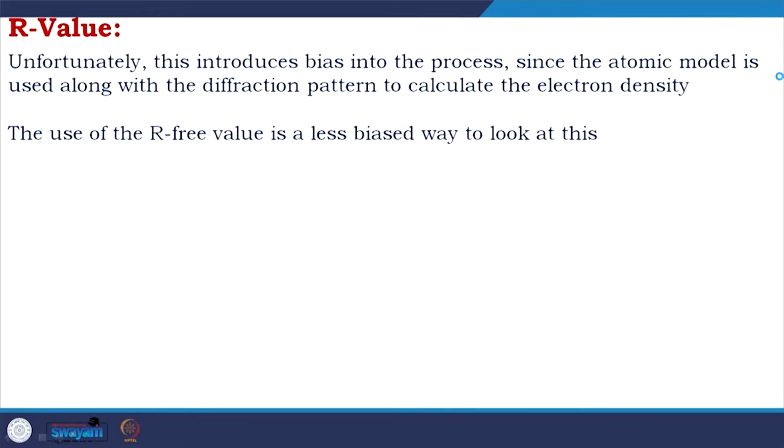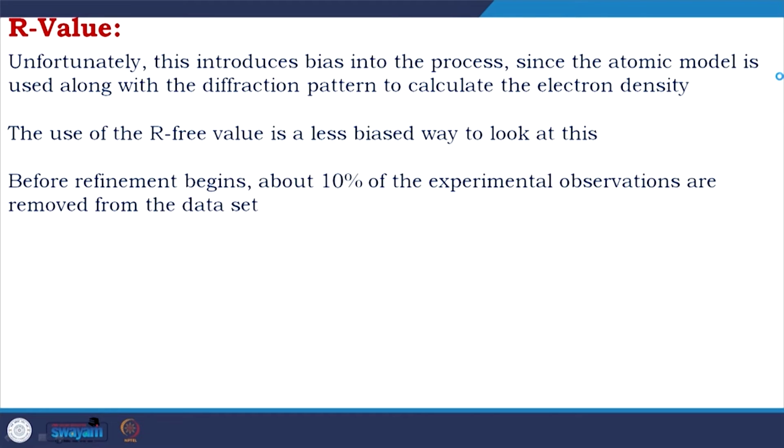So, up to now what we talked about was R work or R value. In this moment it is a very significant understanding. So, listen carefully, we are introducing R free. The use of R free value is a less biased way to look at this. Why? Before the refinement begins, about 10% of the experimental observations are removed from the data set.